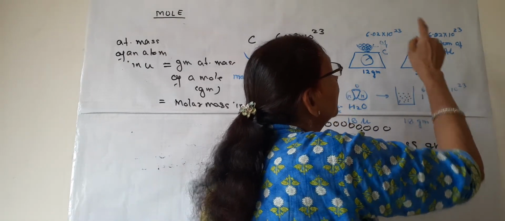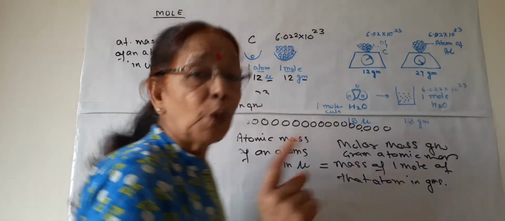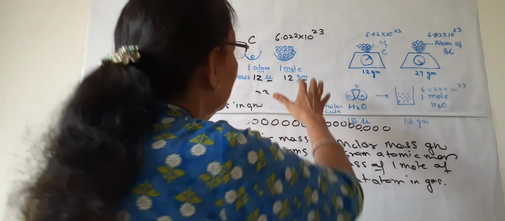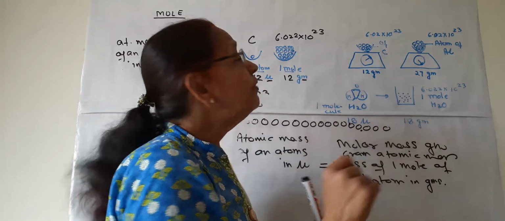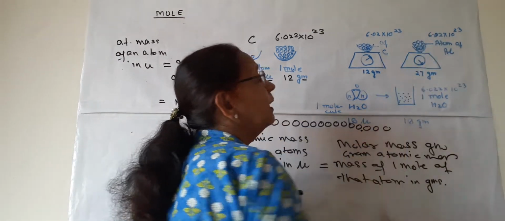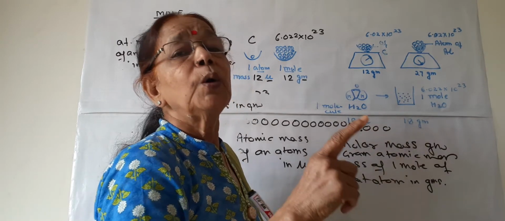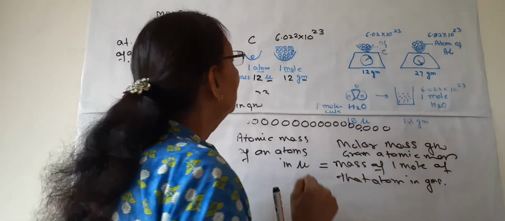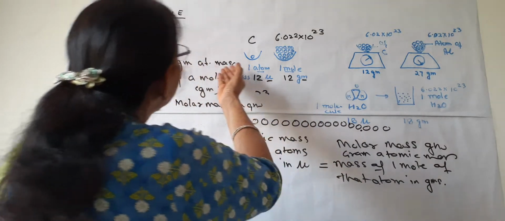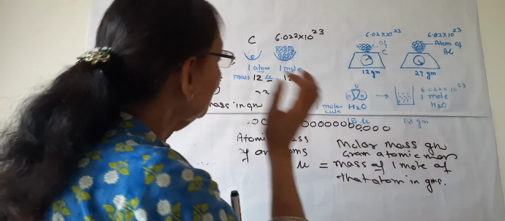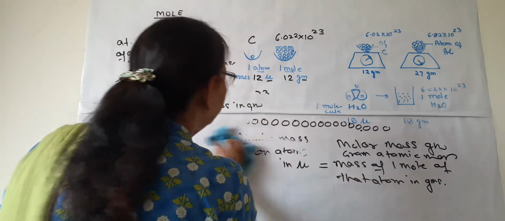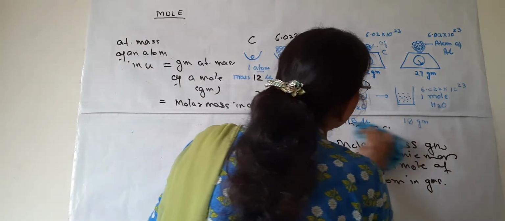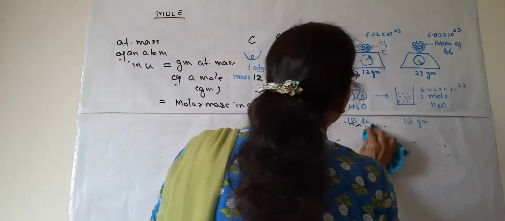It is true for atoms as well as for molecules, ions, or other particles. In both these examples, we have seen that the atomic mass is equal to gram atomic mass or molar mass. Likewise, as we have gram atomic mass, we will see one example with a molecule also.